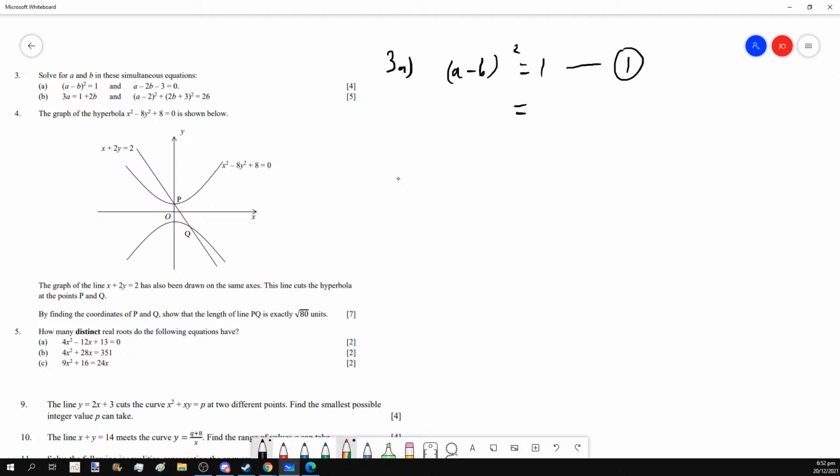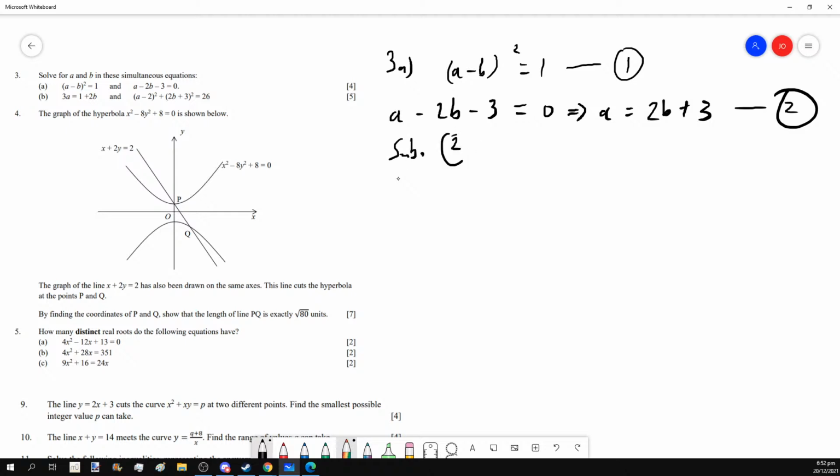Let's take a look at the second equation instead: a − 2b − 3 = 0. This is very nice because it implies that a = 2b + 3. From here, we will collect this and call it equation 2. Then we can do substitution. Again, as I always say in class, substitution is a little more brain dead than elimination. I wholly recommend it. So we will have (2b + 3 − b)² = 1.